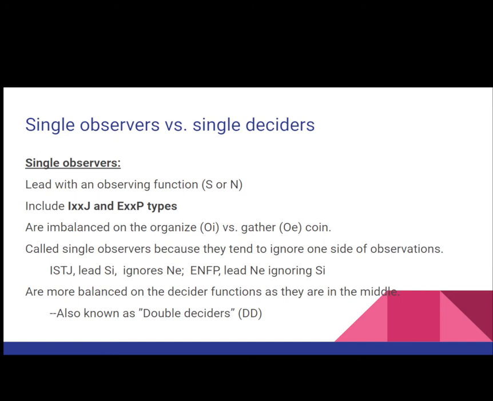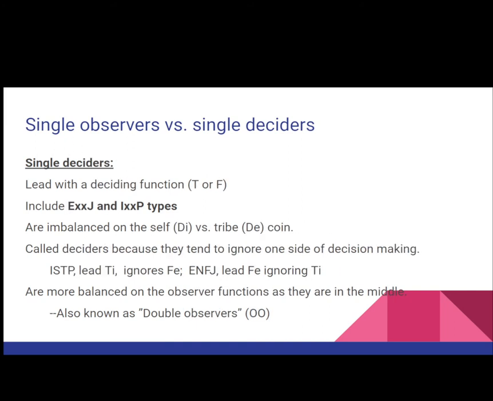However, these single observer types are going to be more balanced on the decider functions, the thinking and feeling functions, because both of these functions are in the middle. So they're called double deciders for short, DD. So like an ISTJ has thinking and feeling in the middle, so they can relatively easily go back and forth between considering both their self-human need as well as the needs of the tribe, and then balancing their decisions, looking at both the logic, the thinking, as well as the values, the feeling.